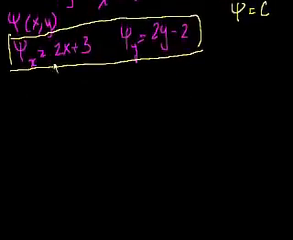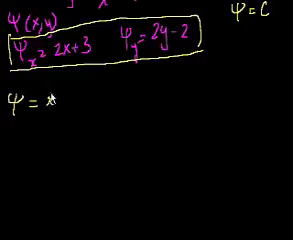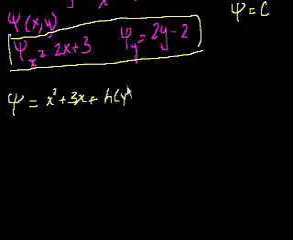So let's integrate both sides of this equation with respect to x, and then we get xi is equal to x squared plus 3x plus some function of y. Let's call it h of y. And remember, normally when you take an antiderivative, you have just a plus c here, right? But you can kind of say we took an anti-partial derivative.